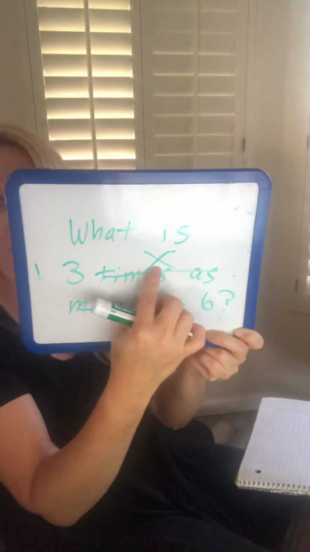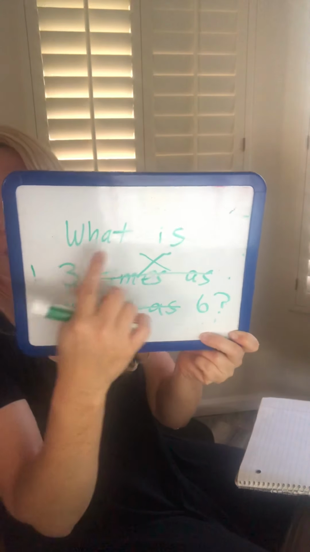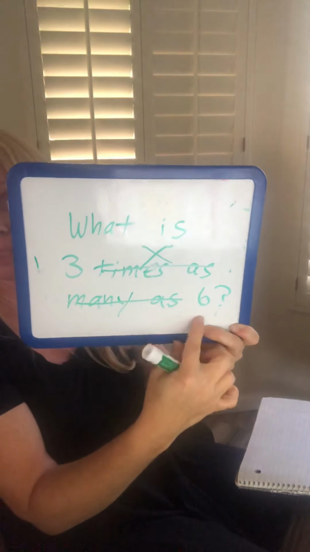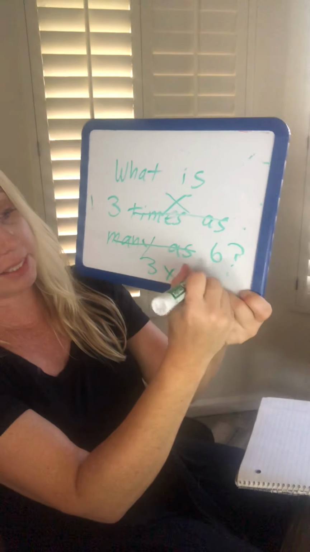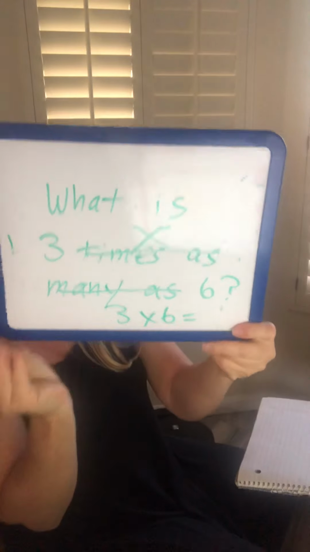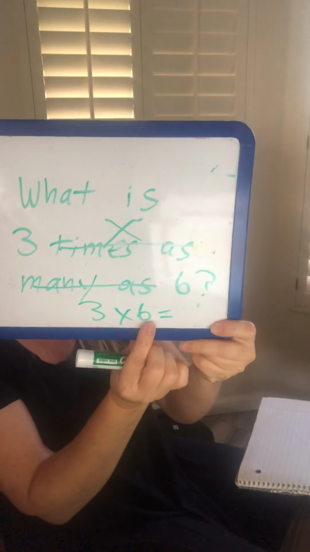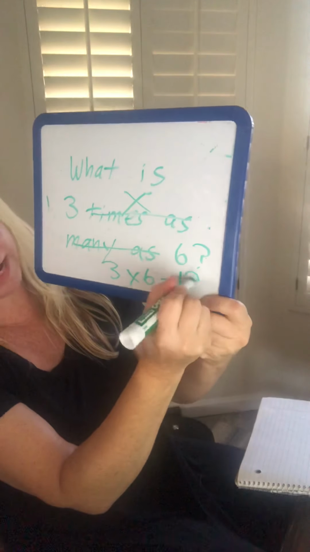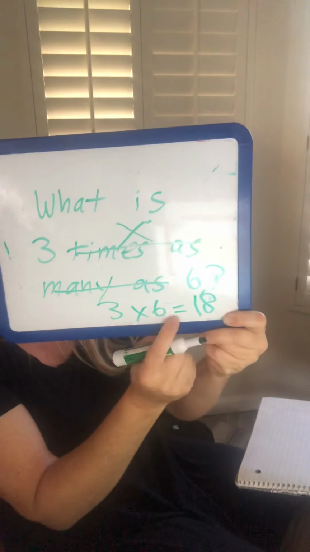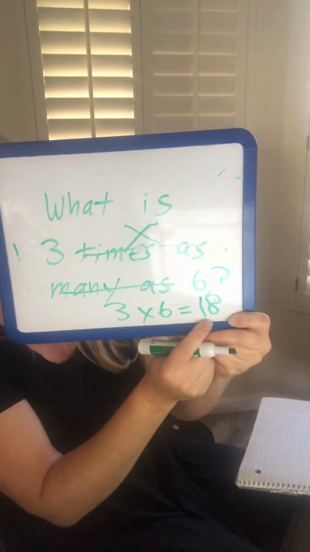Now we can write our matching equation. What is 3 times 6? Well, 3 times 6 equals, when I multiply these two factors together, I get 18. That's my product. 3 times 6 equals 18.